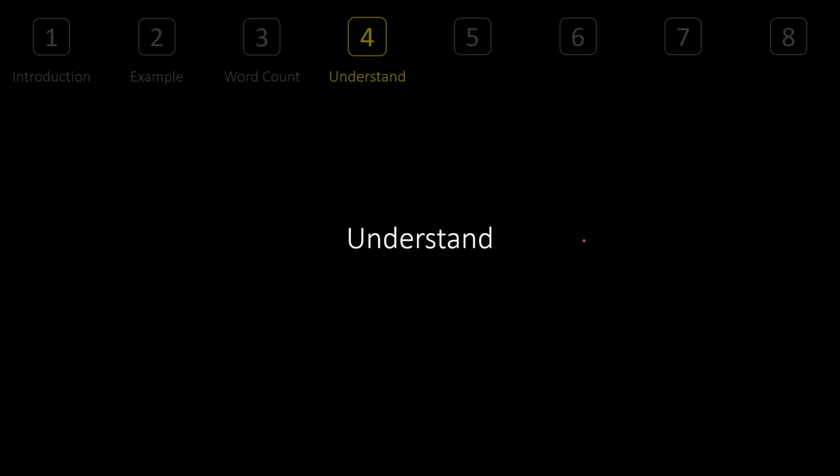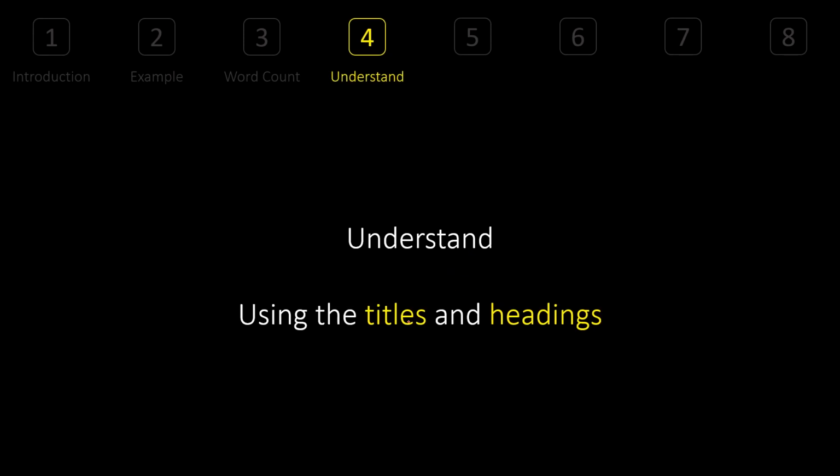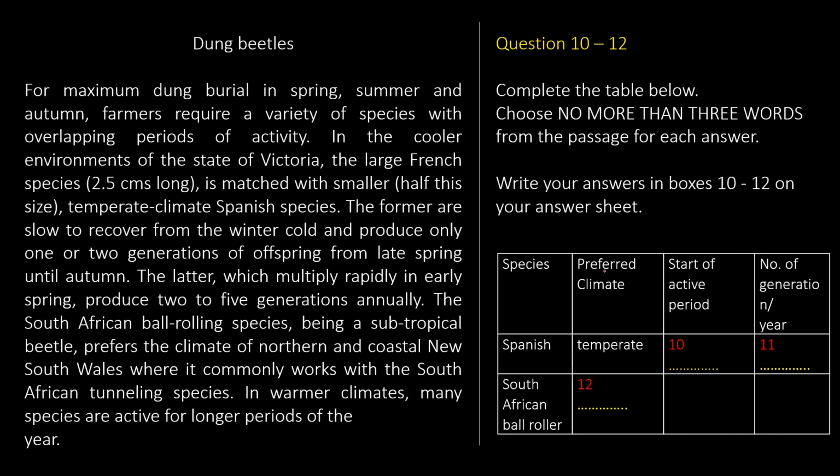Okay? Good. Second one is understand the table. What is the meaning of understand the table? You have to understand using titles and headings. Now, if you look here, we have a heading of the passage. Every time we will have some heading, which is dung beetle. Dung beetle is type of a beetle. So they're going to talk all about beetle.